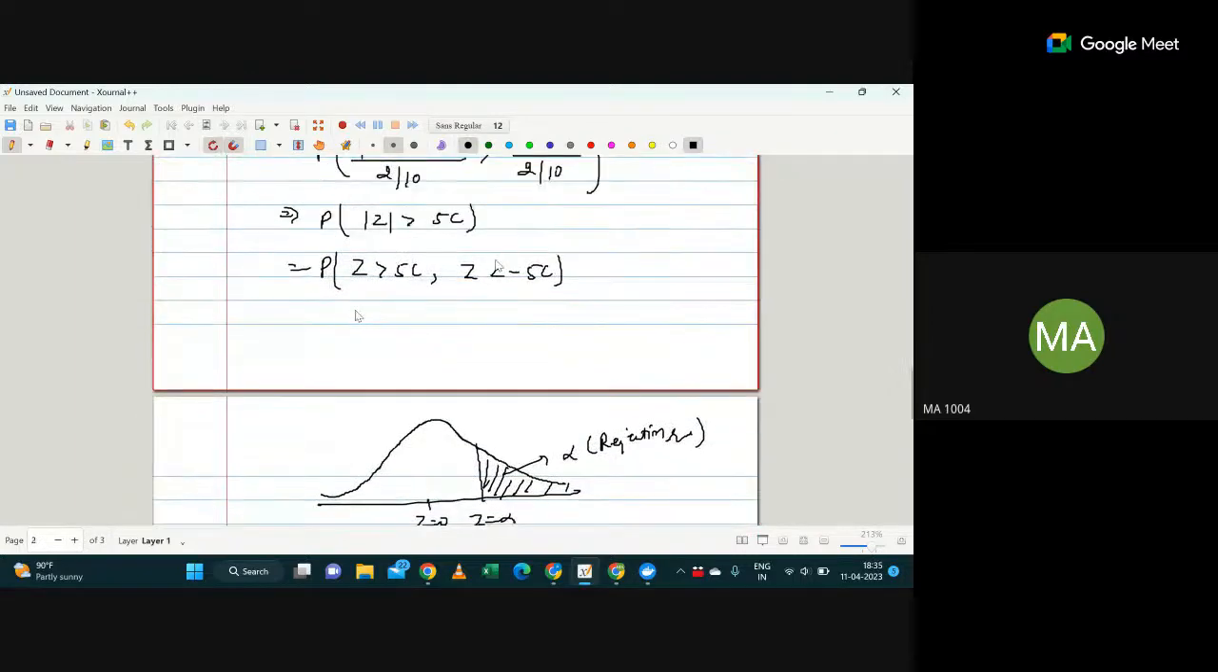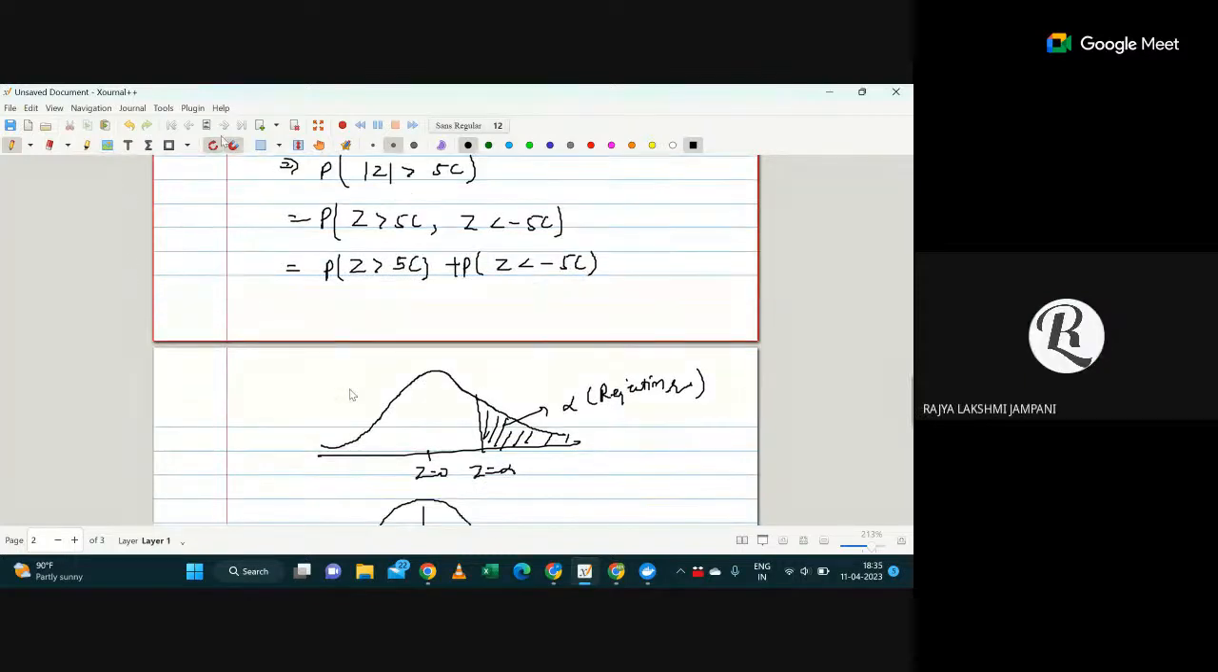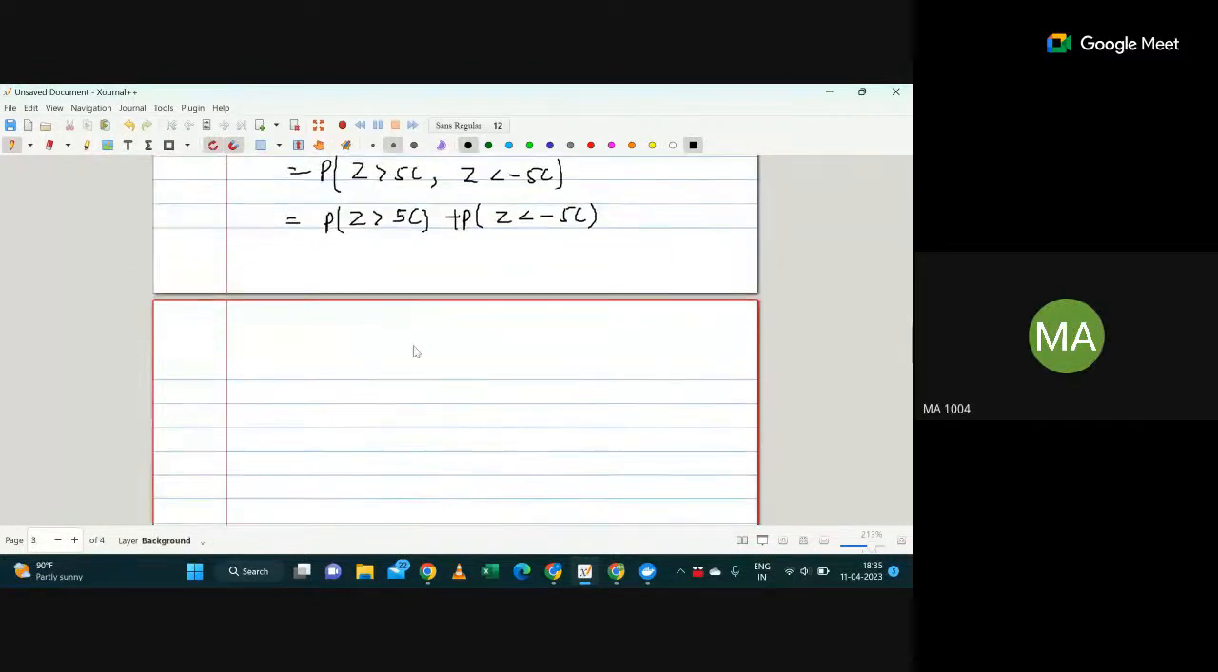Can I write this one or not? Yes, sir. So the probability that Z is greater than 5c plus the probability that Z is less than minus 5c, right? So let me add one more thing. What should we do after this one?